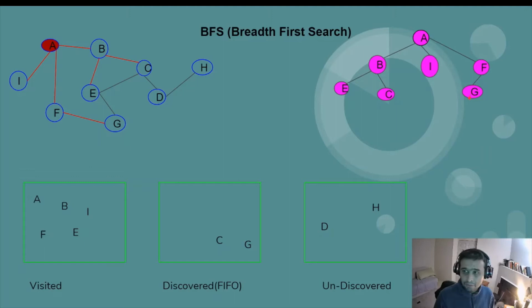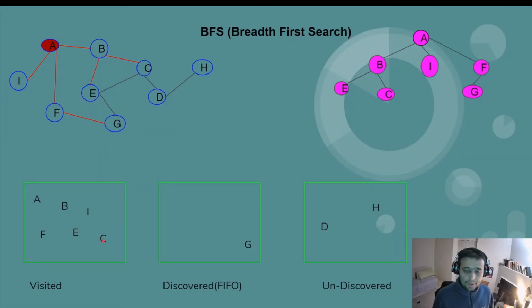So F discovered G, C was discovered by B, and B is already visited, which was discovered by A. So E doesn't have any undiscovered neighbors. So we are not going to do anything really here. Now it's C's turn to come to this area.